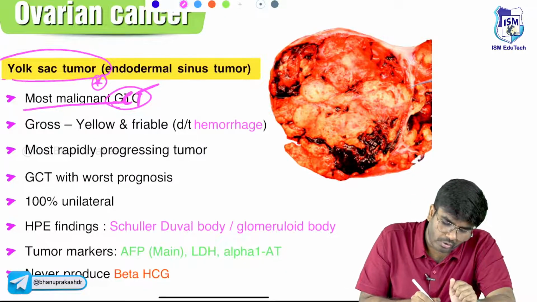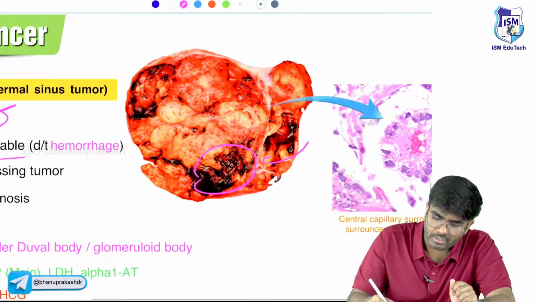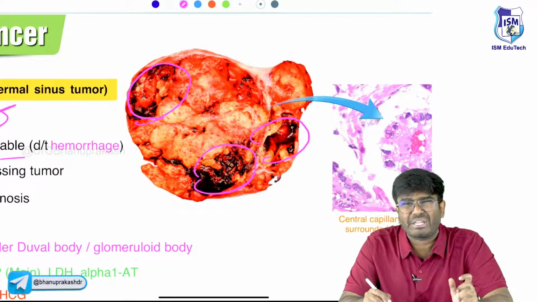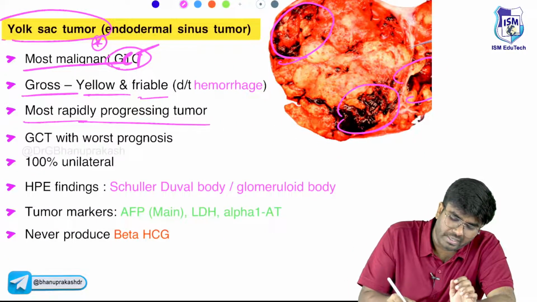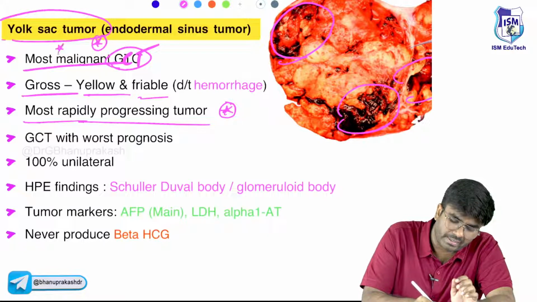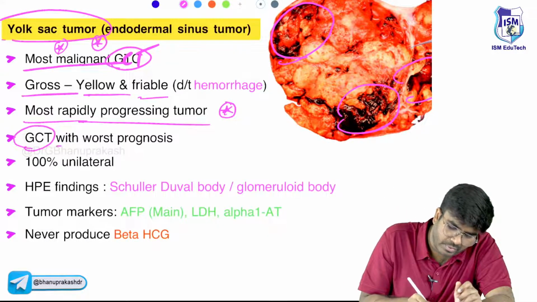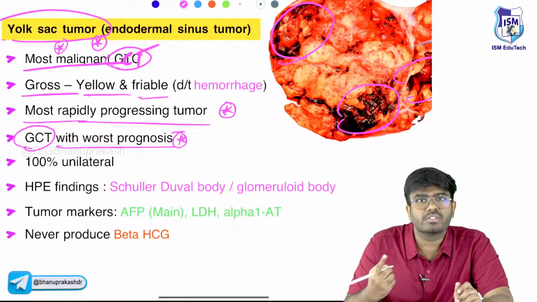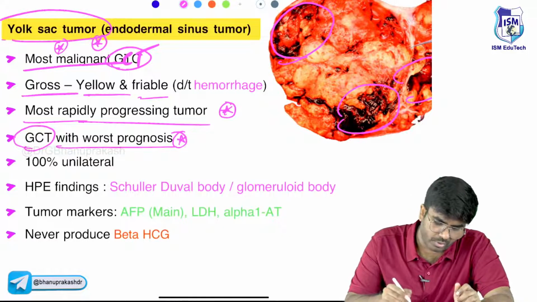It's going to have a lot of hemorrhage. A lot of hemorrhage is seen, with a reddish color. It is the most rapidly progressive tumor, that's why it is the most malignant, and it will cause metastasis. It is the germ cell tumor with the worst prognosis. Who has the best prognosis? Dysgerminomas have the best prognosis, but yolk sac tumors have the worst prognosis.